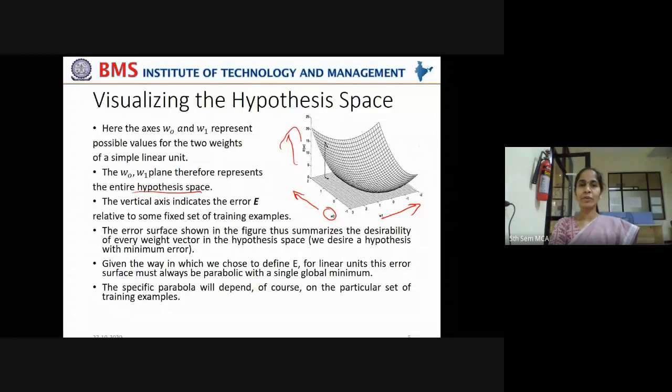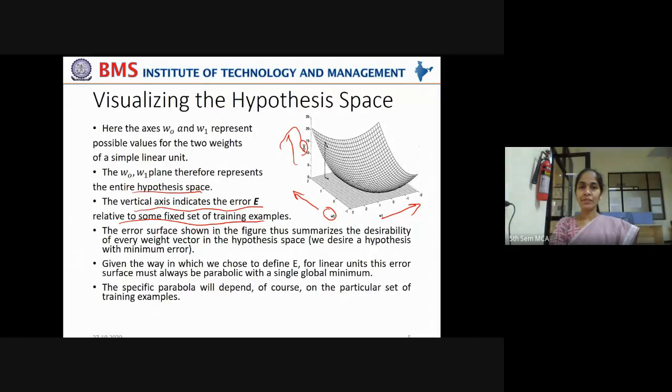So how many weights will the hypothesis contain here? There are only two input units, so two weights will be associated with them. That is W0 and W1. Now the vertical axis indicates the error E relative to some fixed set of training examples. For every training example, the prediction error is calculated. Sum the squares of all of them and divide by 2, and you will get this error measure, right?